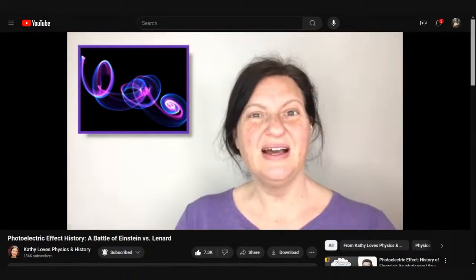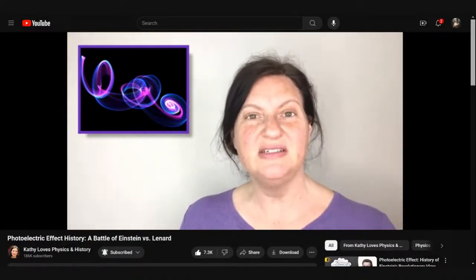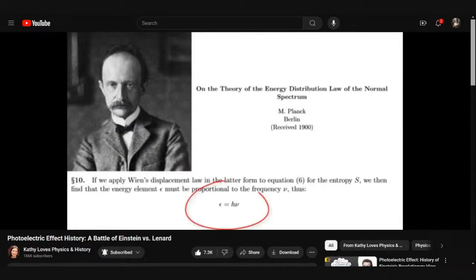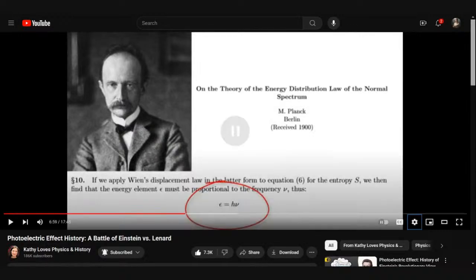Then, what should have been a breakthrough to understanding the photoelectric effect happened in December of 1900. That is when a German scientist named Max Planck published his equations for blackbody radiation, where he assumed that light came in little energy elements. So his equation is E equals h nu, with energy equal to a constant times the frequency of light.